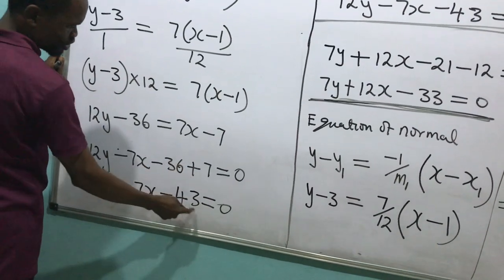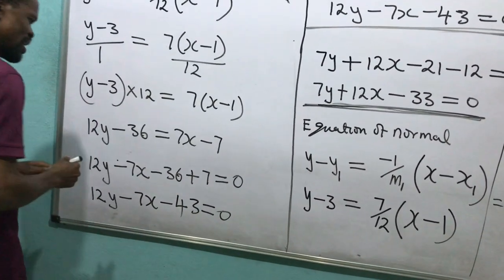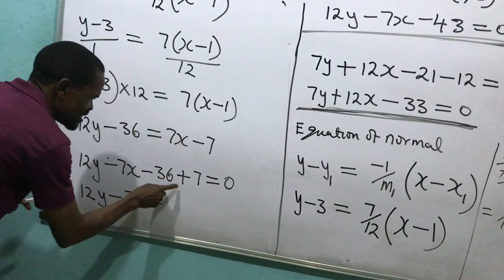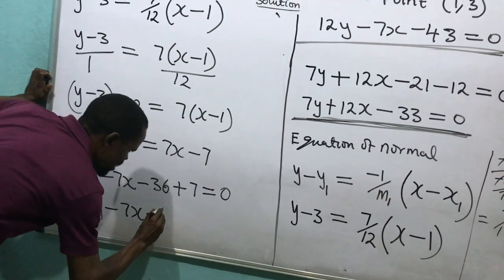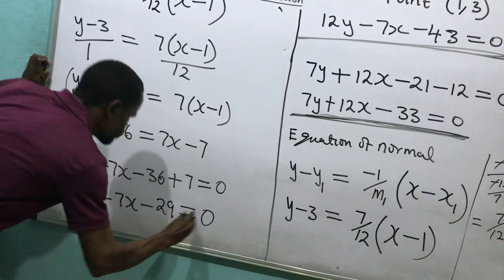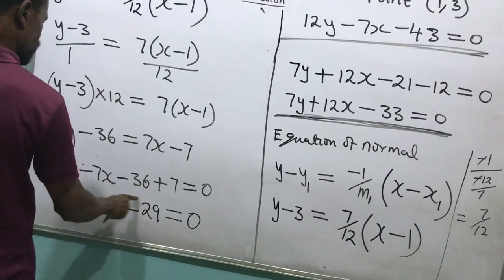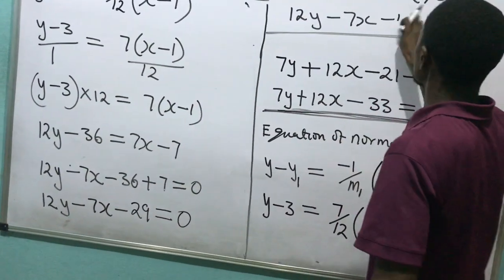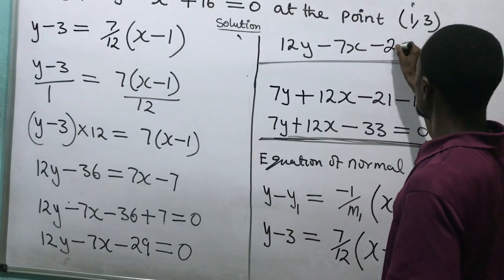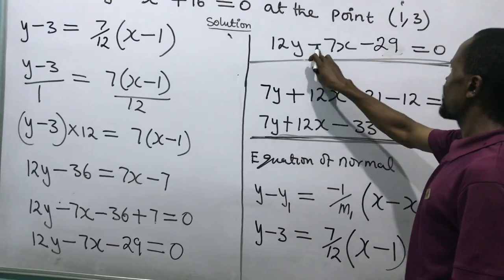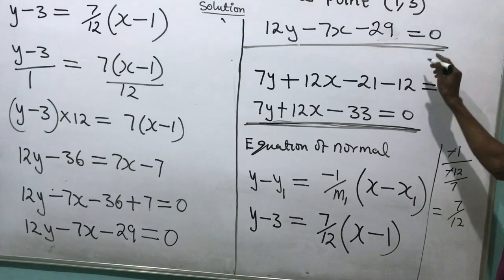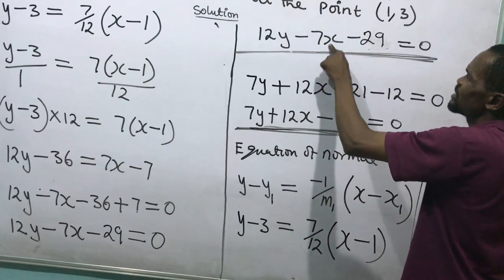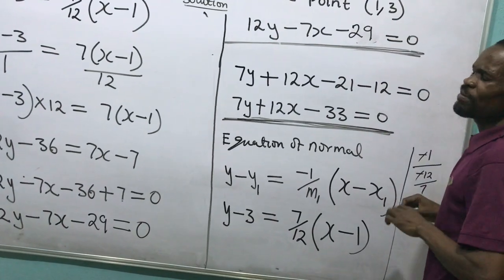Minus 36 plus 7 will give me minus 29. Then minus 29, that means my equation of normal is 12y minus 7x minus 29 equals 0. That's my equation of normal. Equation of normal is 12y minus 7x minus 29 equals 0. That's my equation of normal.